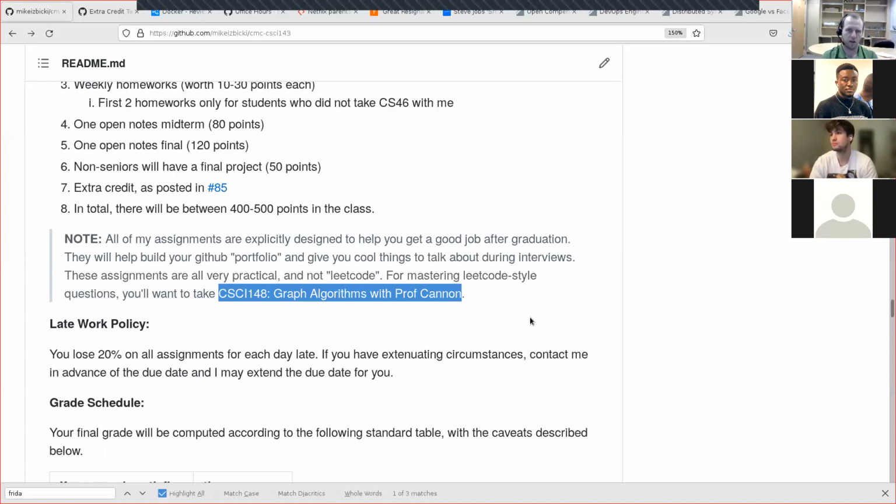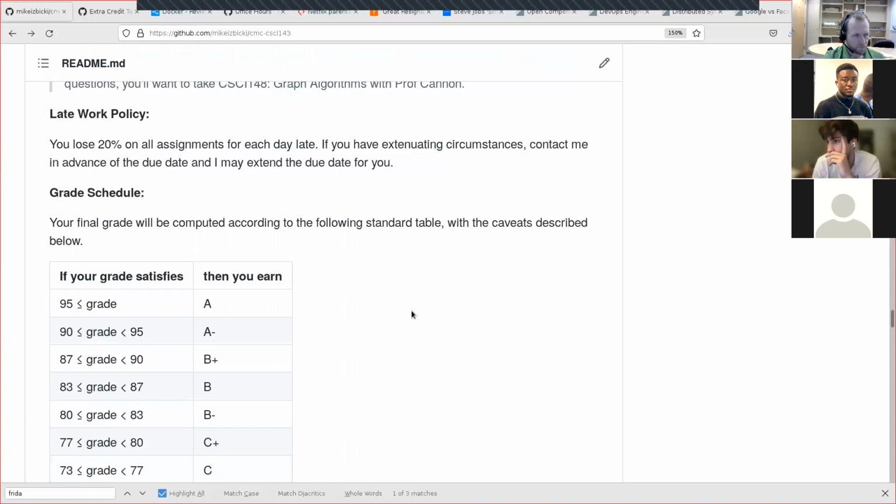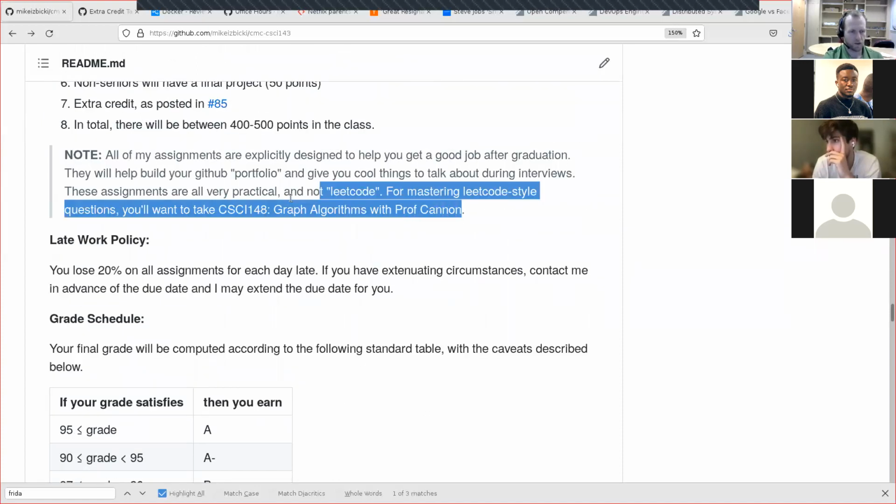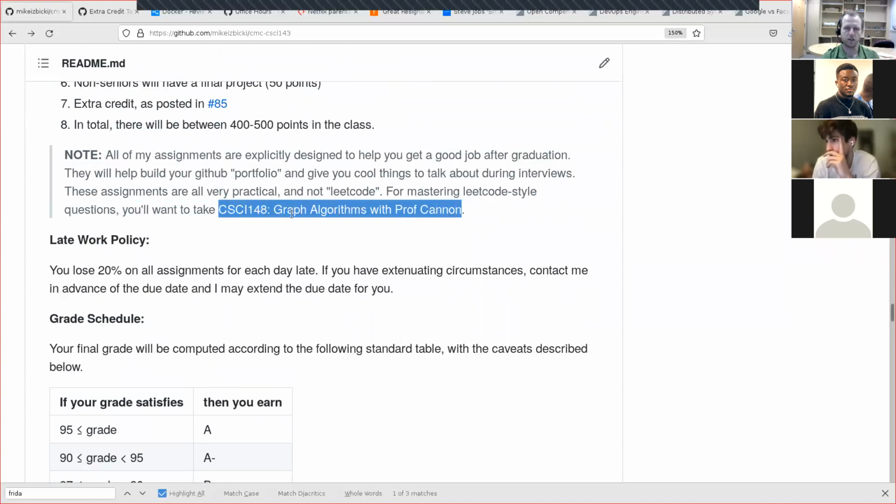But I think that's just because a lot of the data science major students didn't know about it at the time. So I would encourage you all to tell Professor Cannon that you would like to take that class with her in the future. And I guess this is only for the data science majors. For the computer science majors, your algorithms class is the equivalent of the data science majors' graph algorithms class.